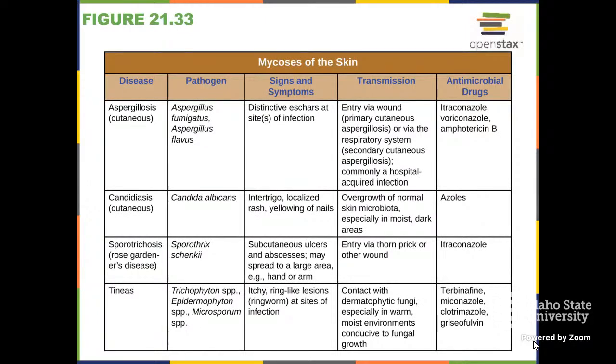So sporothrix we saw before, that image isn't in here, but remember that individual's arm with those nasty lesions on there that are deeper into the dermis, not like our tenias that are in the epidermis region. This one's more deep, all right? Cutaneous candidiasis, we'll see it repeated later.